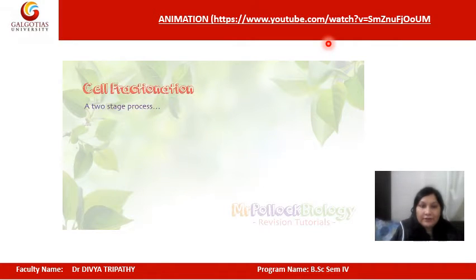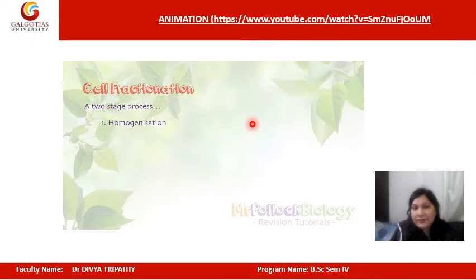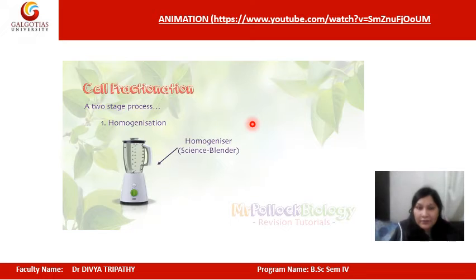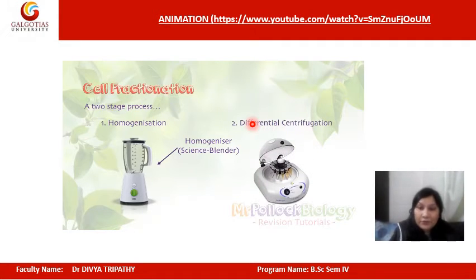Cell fractionation is a two-stage process. The first step involves homogenization. Have you ever made chutney of vegetables, dhania, turmeric, ginger? You generally use a blender or a mixer to get a homogenized mixture of ginger, garlic, and tamarind. So a blender has been used to homogenize the mixture and give the final stage of your chutney.